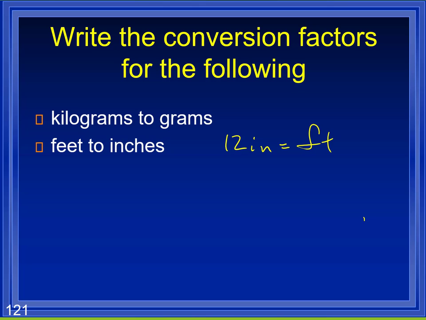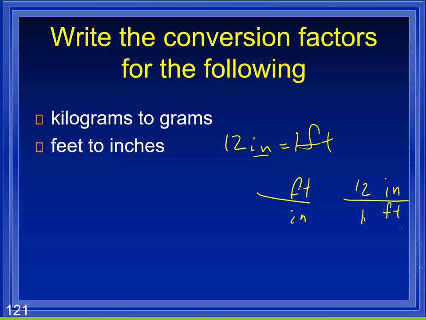So 12 inches is 1 foot. So we can write 2 conversion factors. Okay, so my 2 conversion factors. And here's how I make my choice. Inches is either on the bottom or it's on the top. If inches is on the bottom, then feet has to be on the top. If inches is on the top, then feet has to be on the bottom. Now I just have to make them equal. Well, 1 foot is 12 inches.